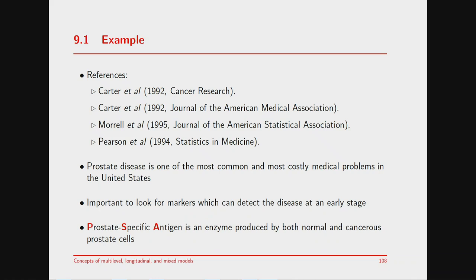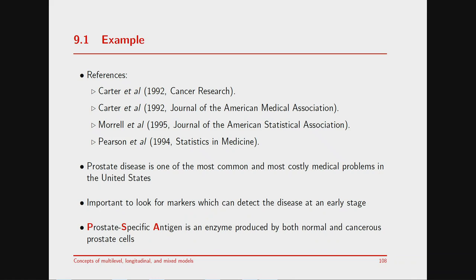Initially they were thinking about using PSA. PSA stands for prostate-specific antigen, which is an enzyme that you can quite easily measure in the blood of the subject. And PSA is known to be proportional to the amount of prostate tissue. So if there's more tissue, PSA will be high. So the idea is, if cancer is developing, there will be more tissue, and therefore PSA will be high.